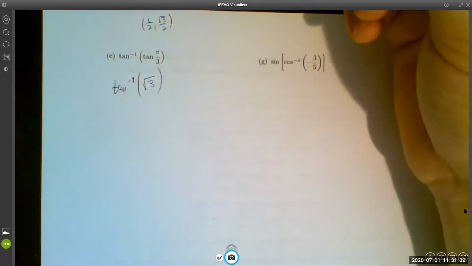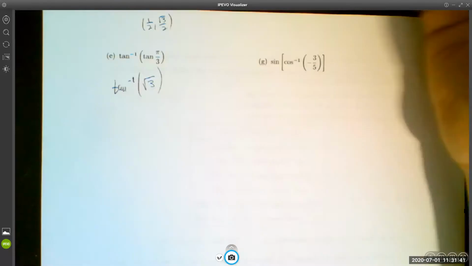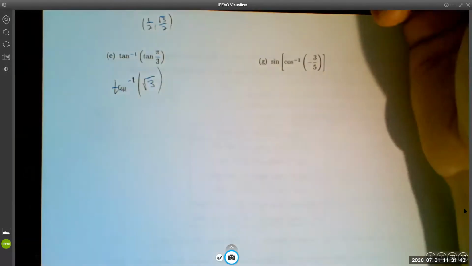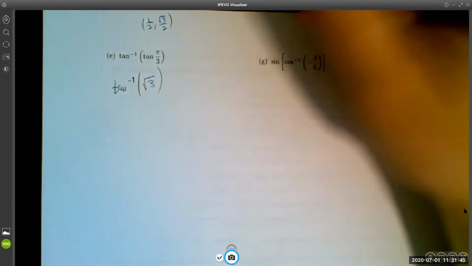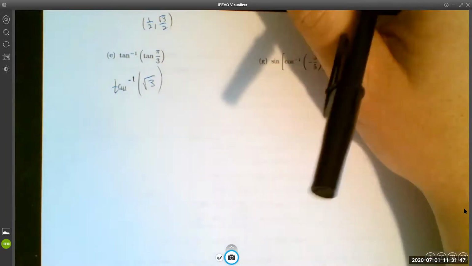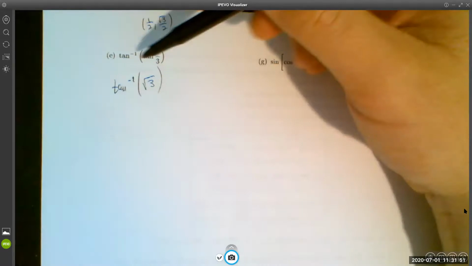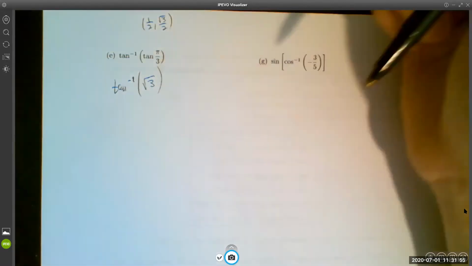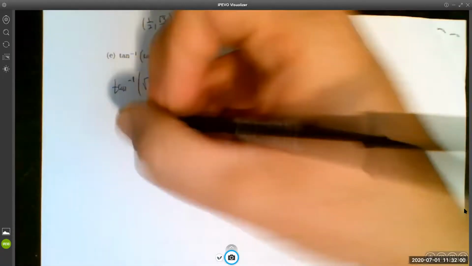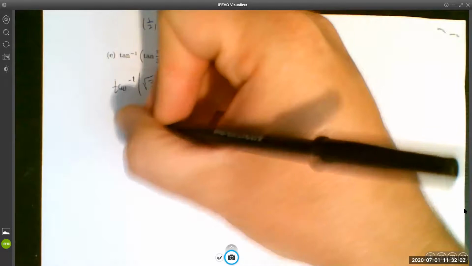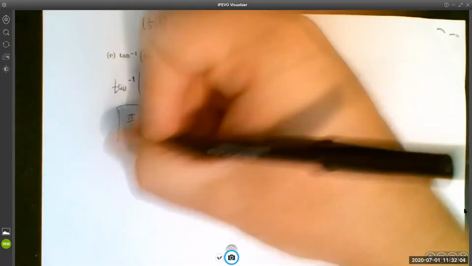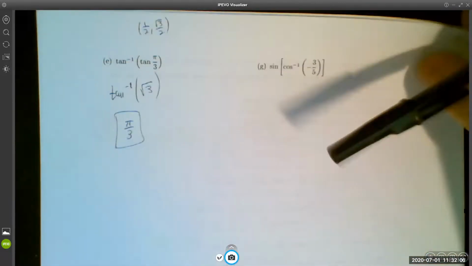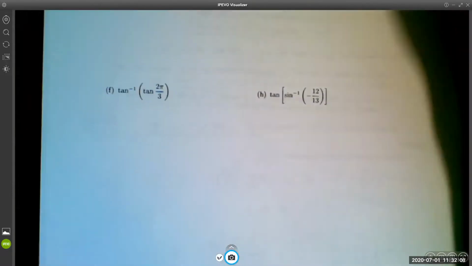So now tangent inverse of root 3, we'd have to think to ourselves, what's an angle? For tangent, we map between negative 90 degrees and positive 90 degrees. So we need an angle between negative 90 and positive 90 such that tangent of that angle is equal to root 3. Well, that would have to be pi over 3. So that one's easy. What about part F? Tangent inverse of tangent of 2 pi over 3.